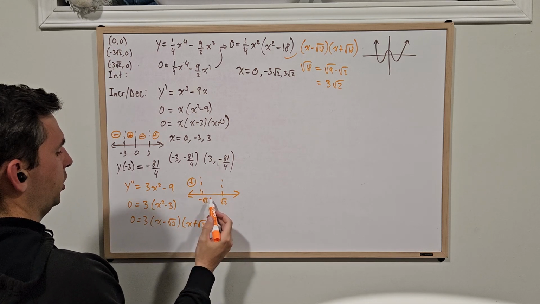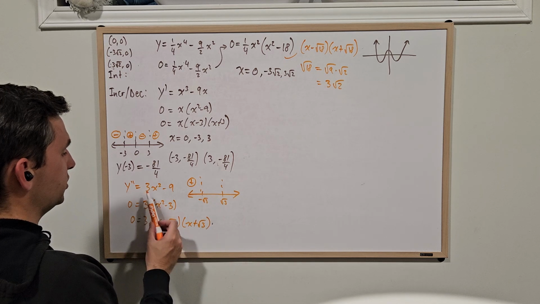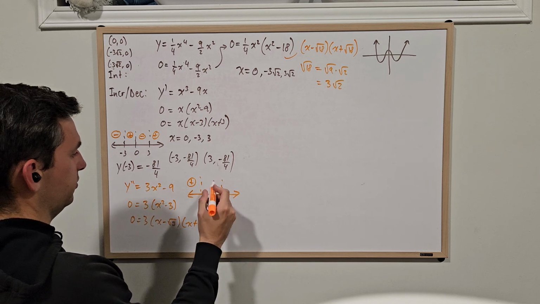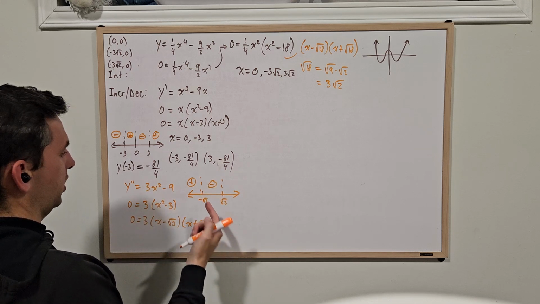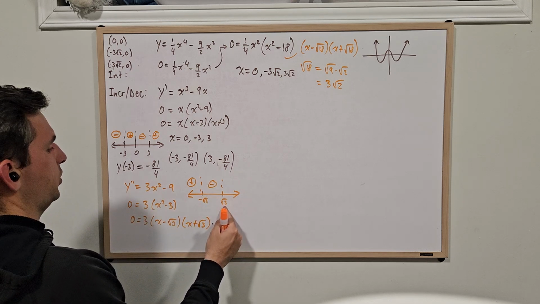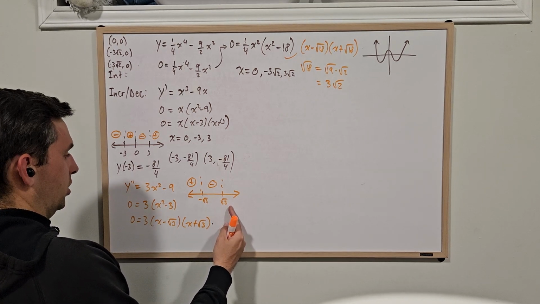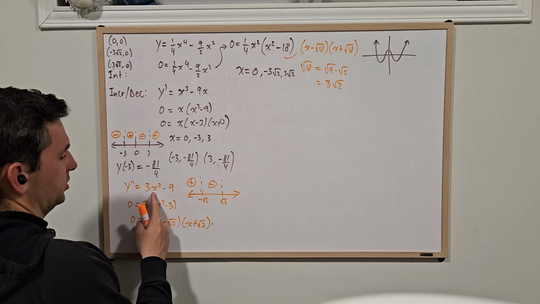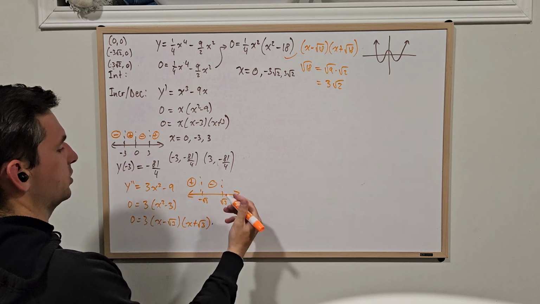Okay? Plugging in 0, looking at this equation, we're going to have negative, right? Because the 3x squared is going to disappear, we're just left with negative 9, so that's going to be negative. And then we're going to plug in 2, right? Well, if we have 2, we can plug that into this equation again. So we're going to have 3 times 4, which is going to be 12, minus 9, that's going to be positive, right?